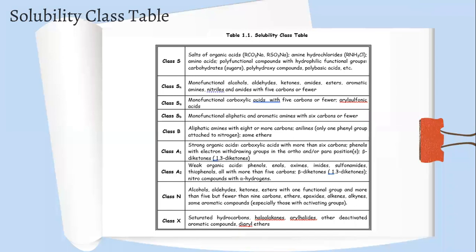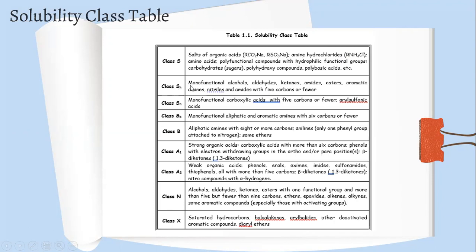Each functional group has a set of particular chemical properties that need to be identified. Some of these properties can be demonstrated by observing solubility behavior, while others can be seen in chemical reactions that are accompanied by color changes, precipitate formation, or other visible effects. According to the presence of their functional group, organic compounds can be classified into different families and classes, as shown in the table. Class S-A is for salts of organic acids, amine hydrochlorides, amino acids, and so on.